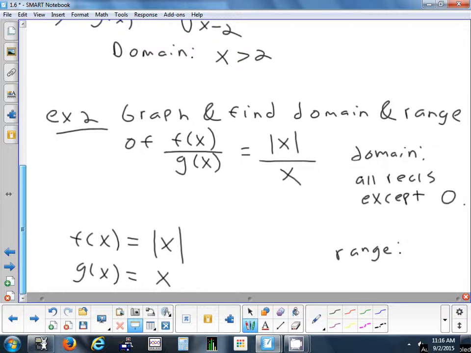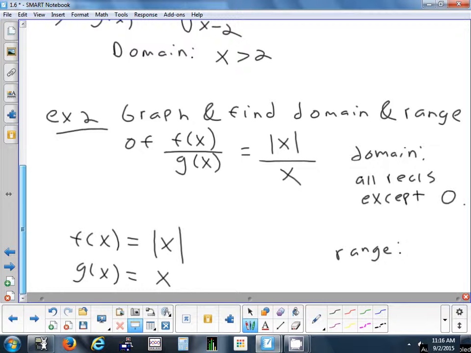Leon, if I plug 5 in for x in the top, what do I get? 5. What about if I plug it in the bottom? 5. What's 5 divided by 5? 1. Okay? So pretty much any positive number that you plug in, the answer is 1 when you simplify it. Let's try a negative.